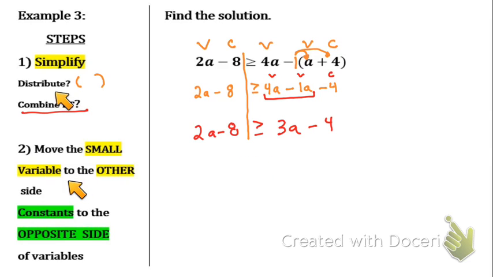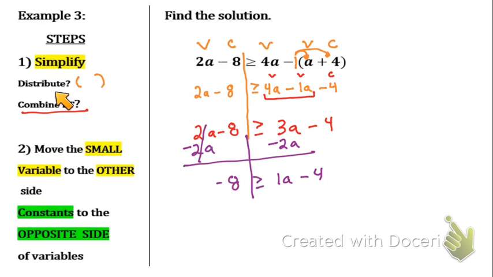Again, our step is to move the smallest variable to the other side. Okay, so we got 2a and 3a. So I believe 2a is the smallest. So I'm going to move it to the right side. Okay, cancel. Negative 8 greater than 1a minus 4. All right, so we've done that step.